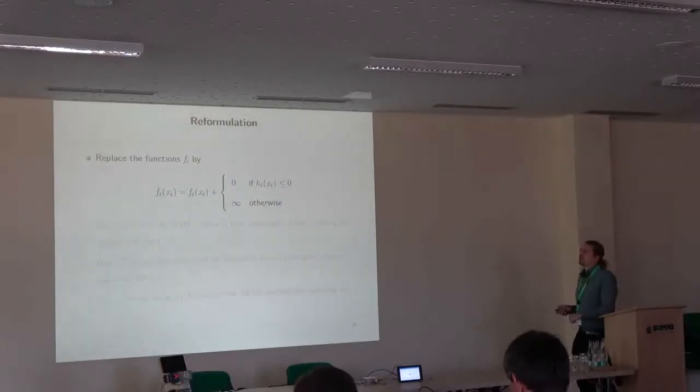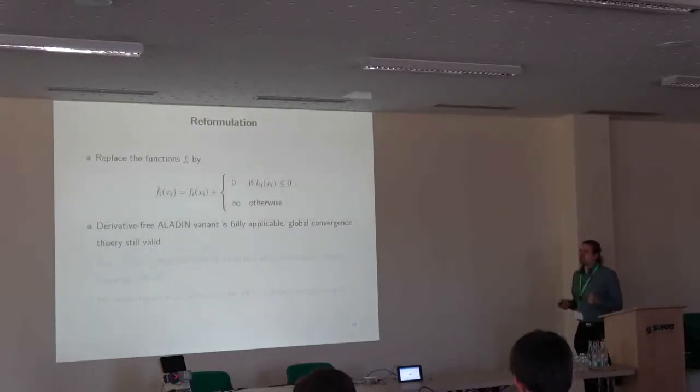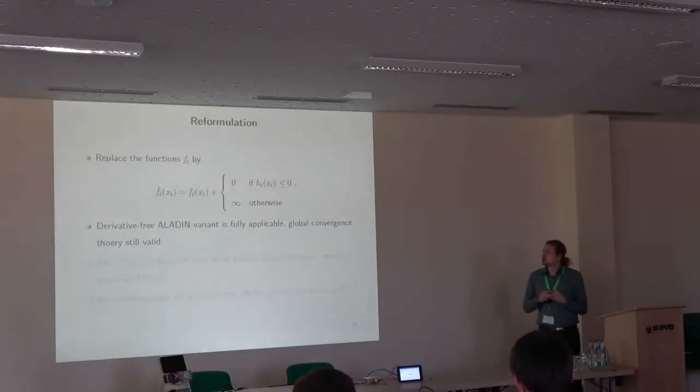What we can do in this case is, of course, just replace these functions f_i by new functions f_i tilde, which are simply the previous objective, set to infinity if the constraint is infeasible, and otherwise nothing is added. In this case, the derivative-free variant of ALADIN is fully applicable. So we can show that the global convergence theory is still valid, so we will find the local minimizer. That's no problem.